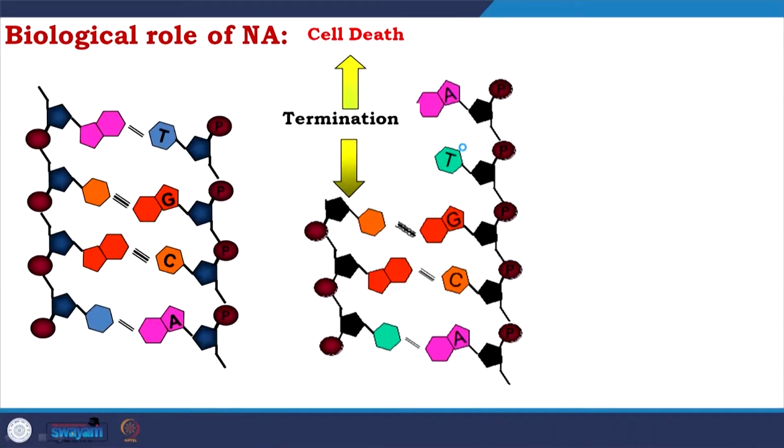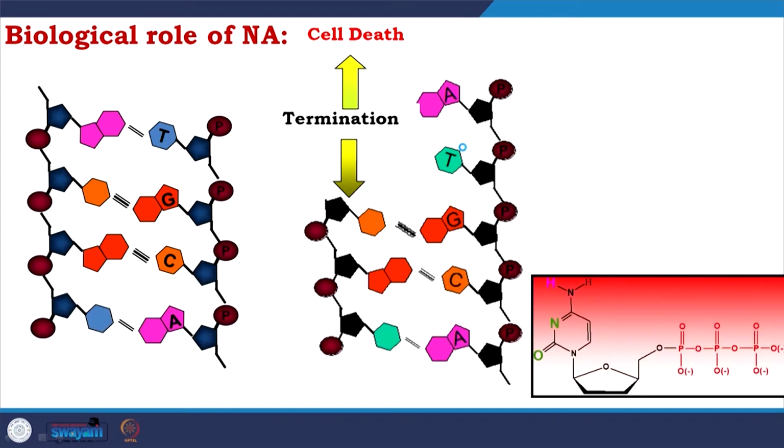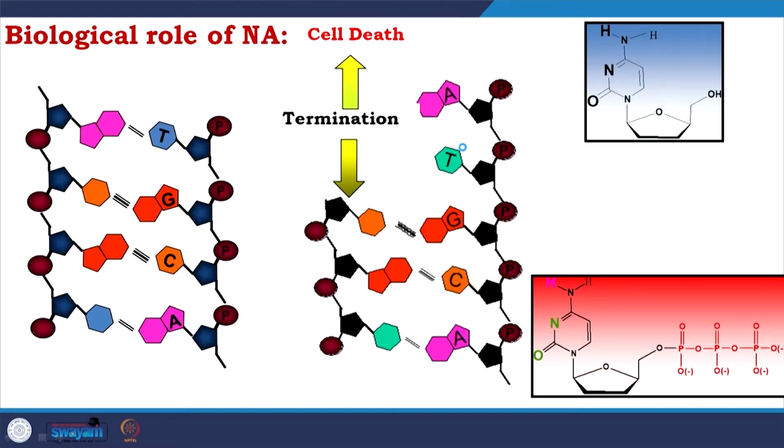So, when you do not have DNA, your cell could not survive. It would lead to cell death. So, you need a compound like this for that, which comes from the compound we have designed. I hope you could understand the process I talked about.